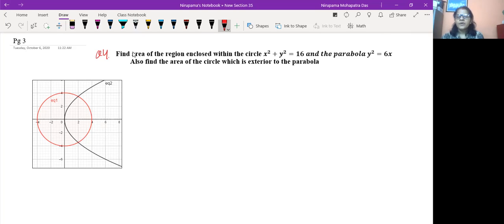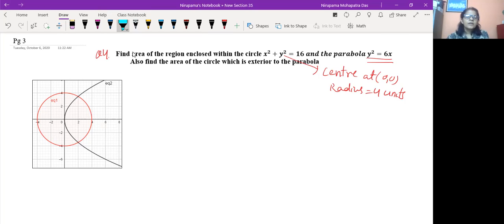Okay, x square plus y square equal to 16. This is the circle, center at 0, 0, radius equal to 4 units, and this is a parabola which is opening towards the positive direction of the x-axis. Okay, y square equal to 6x. So this is the rough sketch. Now drawing the rough sketch is over.